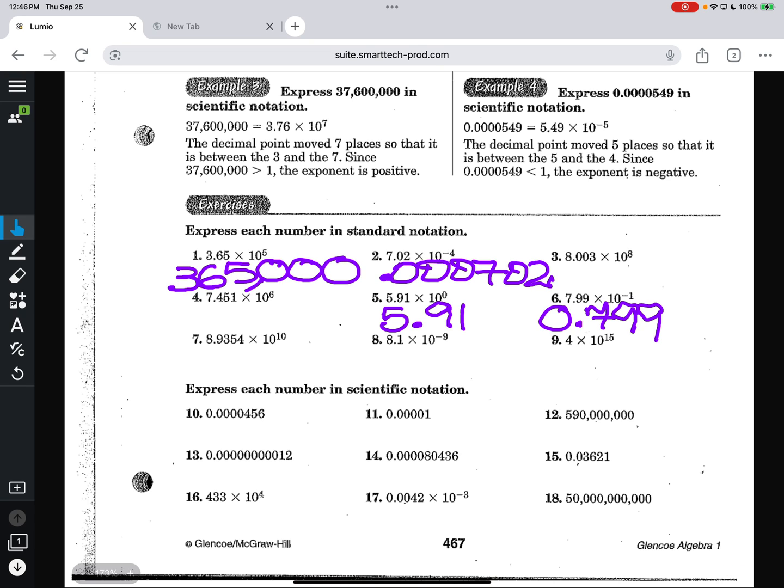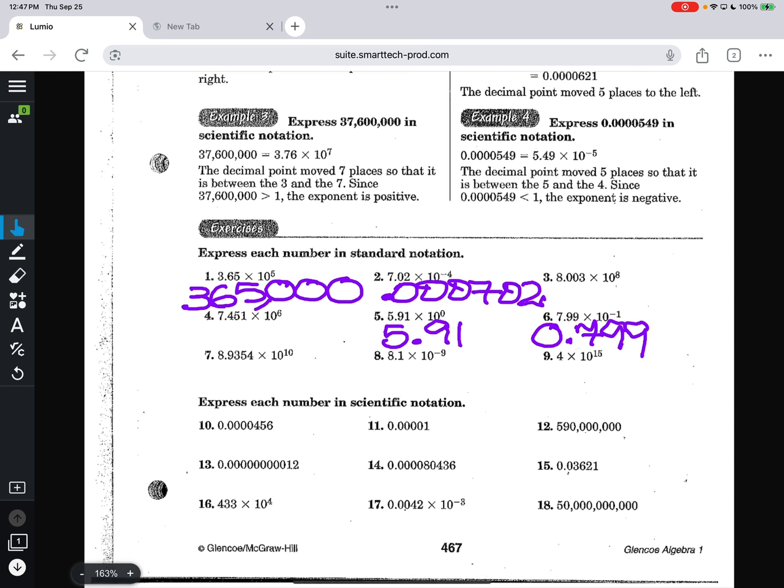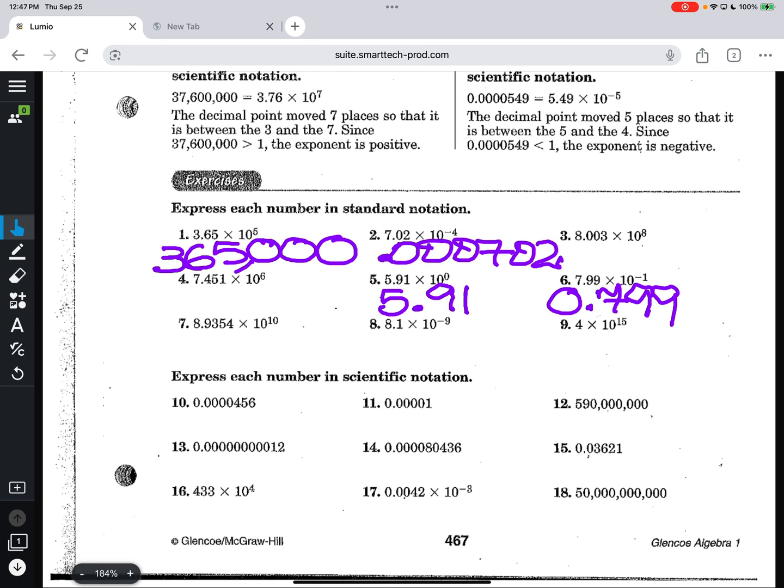All right, are you good with this part? Yeah. All right, now let's look at changing them into scientific notation. This is where I don't want you to just, because we went to the left, make it negative, to the right, positive. So look at number 10. Where should the decimal go for it? Behind the 4. So we're going to make that 4.56. Everybody good with that?